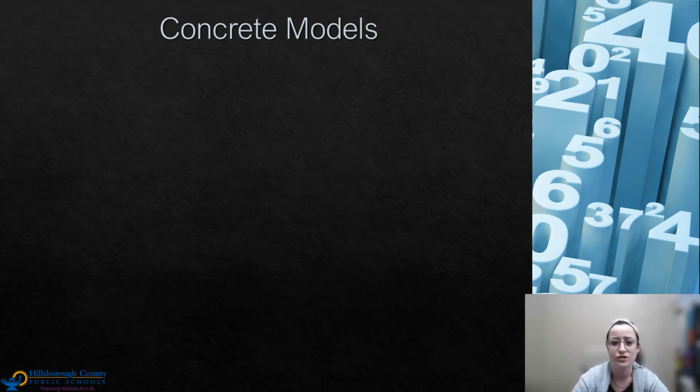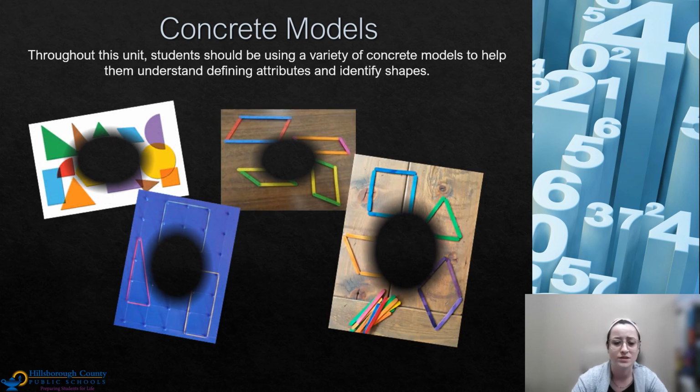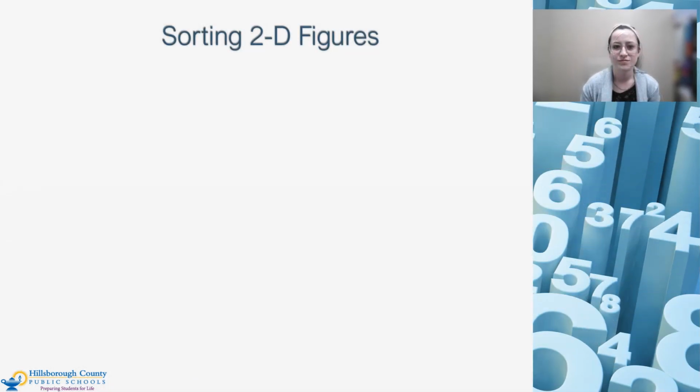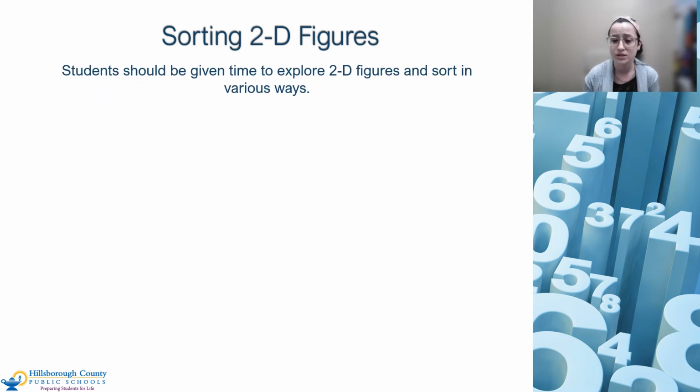Throughout this unit, students should have concrete models, and they should have a variety of types. On the screen, you can see we have attribute blocks, geoboards, popsicle sticks, and even egg cartons. Whatever the concrete model is, students should have them so they can begin to understand the defining attributes and use those attributes to start identifying different shapes. As students begin to understand 2D figures, we should give them lots of opportunities to explore these figures and sort them in a variety of ways.